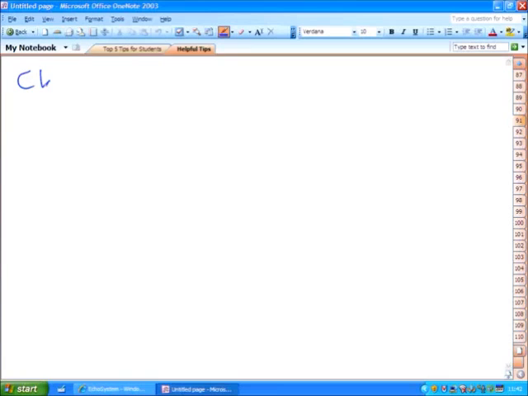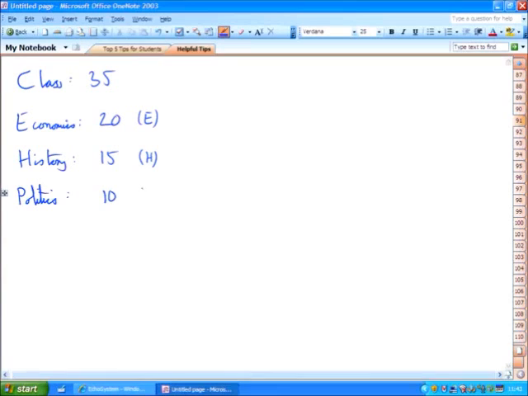I have a class of 35 students. So there are 35 students in this class. I'm going to consider three particular disciplines which they may be studying. We have economics, and let's assume that 20 students are studying economics, and I'm going to denote economics by the letter E. History, and there, let's say, are 15 students studying history, and again history will be denoted hereafter by H. And politics, and assume there are 10 students studying politics, and yes, you've guessed it, we'll denote that by the letter P.